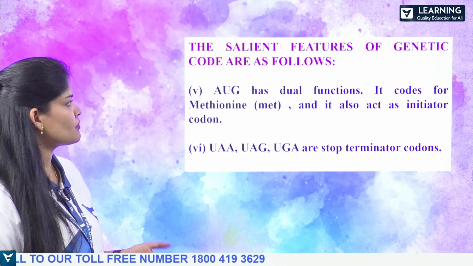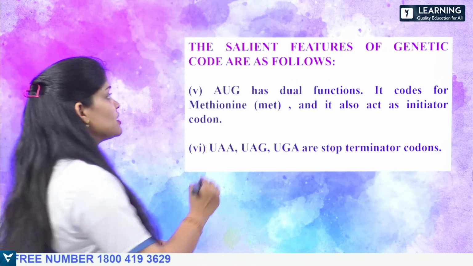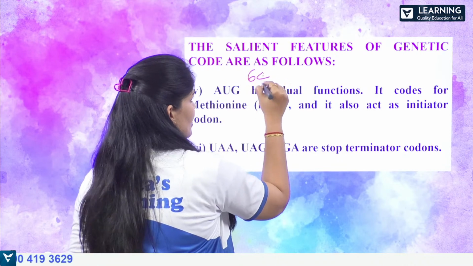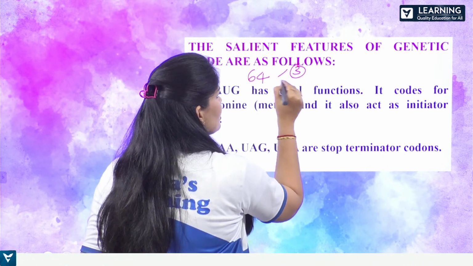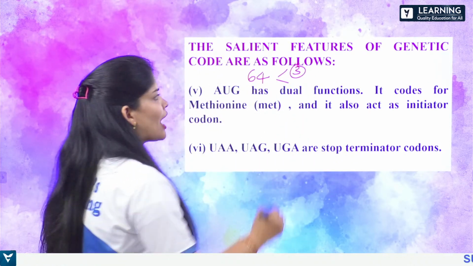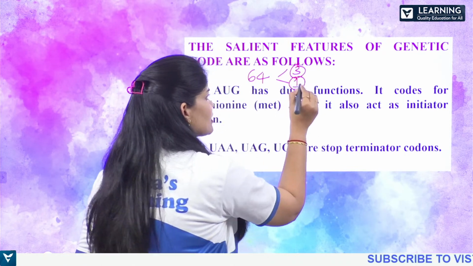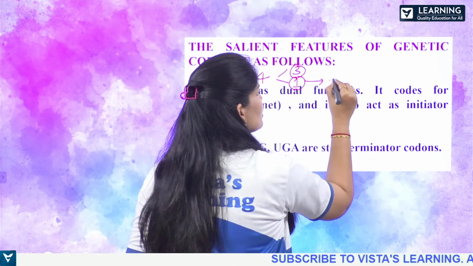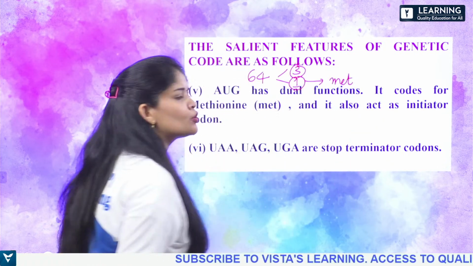Now, as I already mentioned, out of 64, 3 are going to act as stop codons and 1 is going to act as the initiator codon, and this is going to code for methionine too.